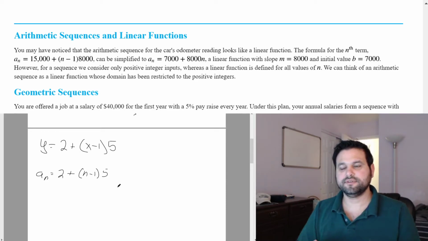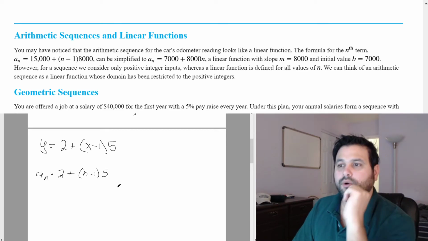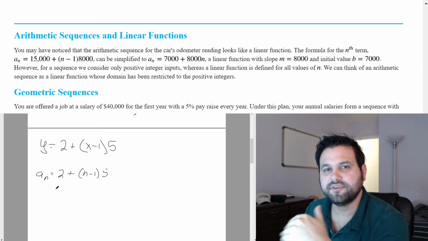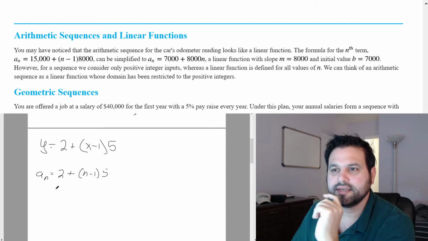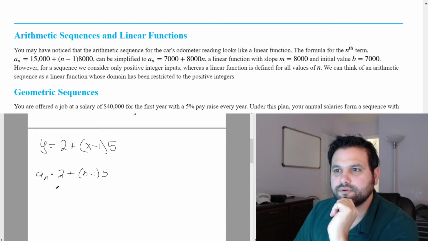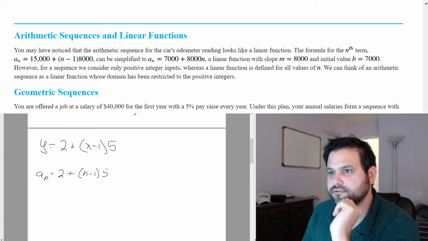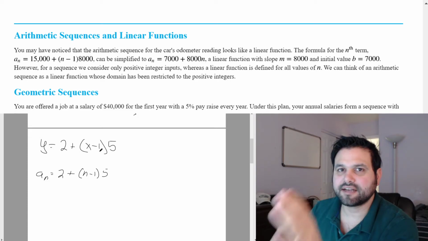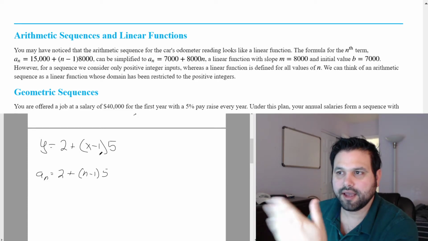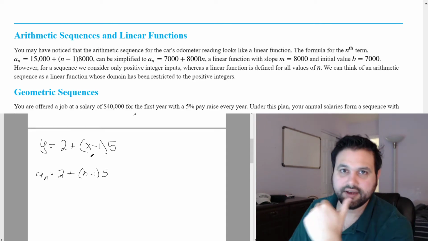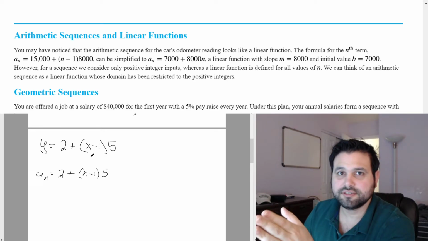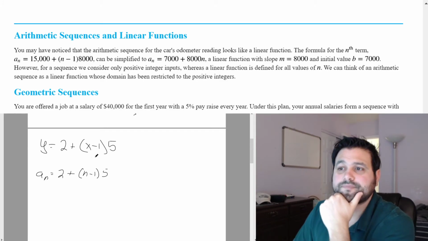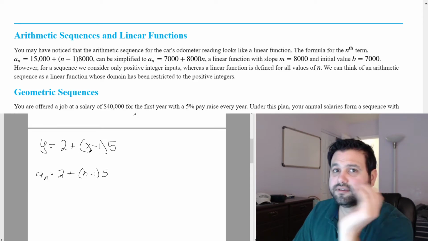What's similar and what's different about these two things? When I say that a sequence is basically a discrete linear function, I mean that in the linear function y equals, I can plug any x value in and output any y value. I could plug in fractions, decimals, irrational numbers, anything. The domain and range of a linear function is all real numbers.